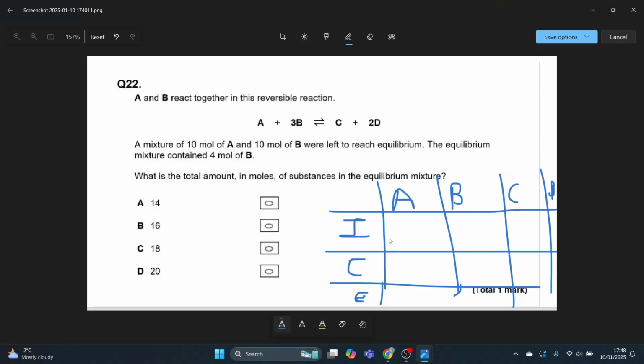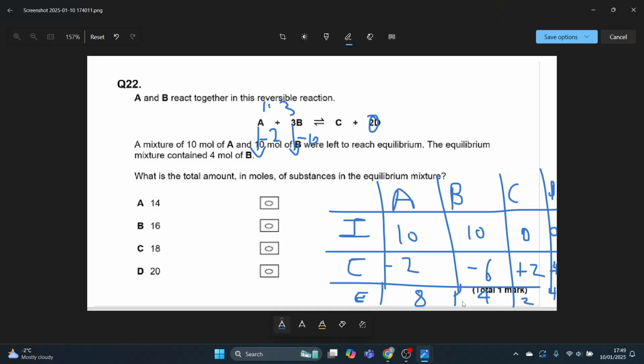It tells me a mixture of 10 moles of A, 10 moles of B left to reach equilibrium. The equilibrium mixture contained 4 moles of B. So that's a change of minus 6. However, it's a 1 to 3 molar ratio. So if that's a change of minus 6, that's going to be a change of minus 2 because of the 1 to 3 molar ratio. So that's 8. It doesn't tell us initial moles of C and D, so we're going to assume it's 0 and 0. And because we minus 2 for A, we're going to add 2 for C. And that's a 2 molar ratio, so we're going to add 4 for D.